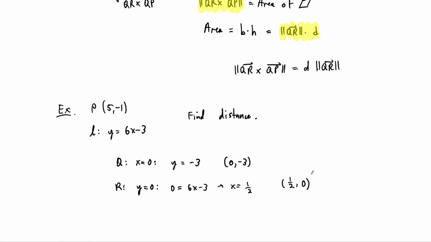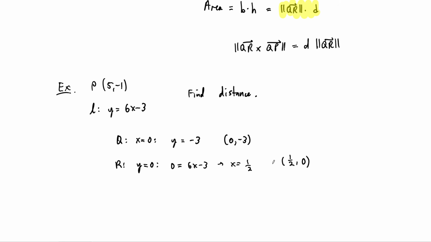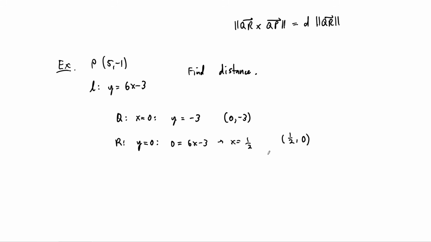All right, and so we can now use these 2 points to create our vectors, right? Or these 3 points, really. We have 3 points here, right? So we need vectors QP. QP is terminal minus initial. So this one's going to be 5 minus 0, and then -1 minus a -3. So 5, 2 for QP.